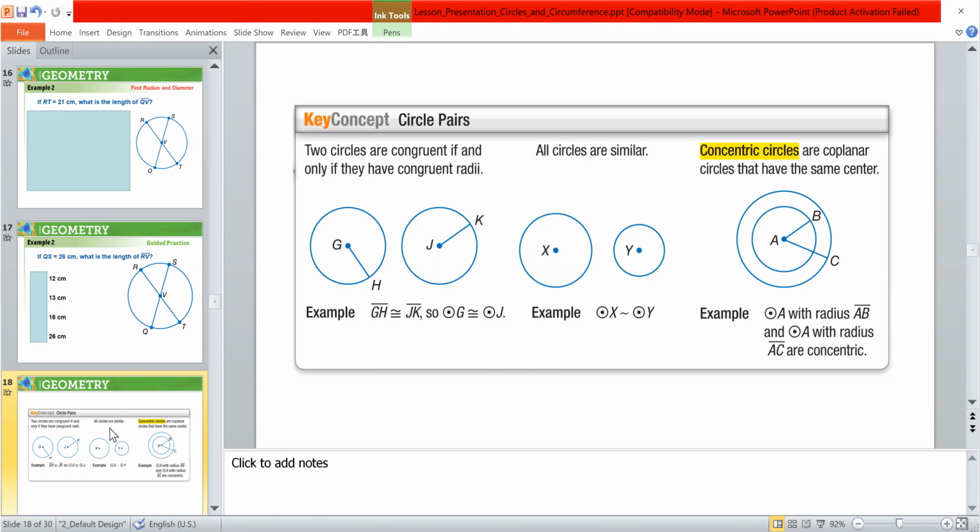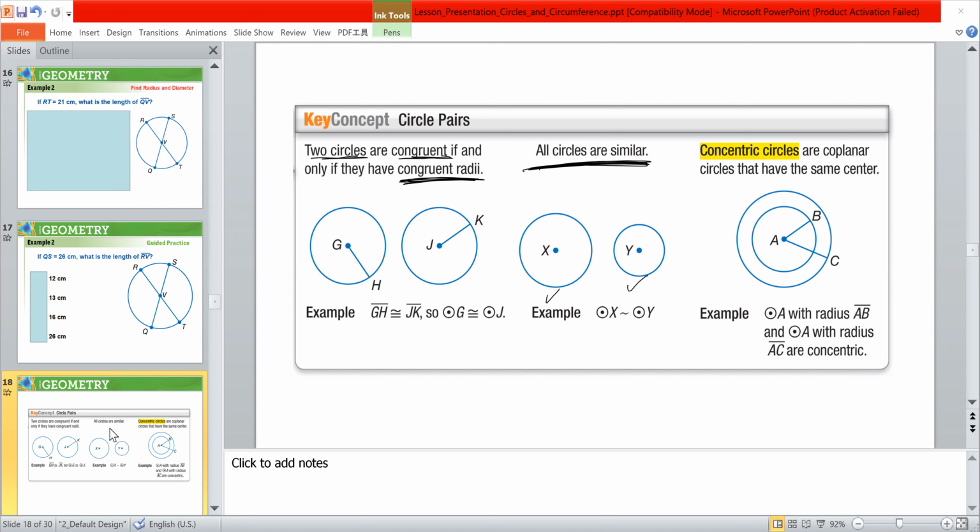All circles are similar. It means this circle and this circle are similar. Okay, so all circles are similar. Two circles are said to be congruent if they have the same or congruent radii. It's a very important remark. It may come as a multiple choice question.